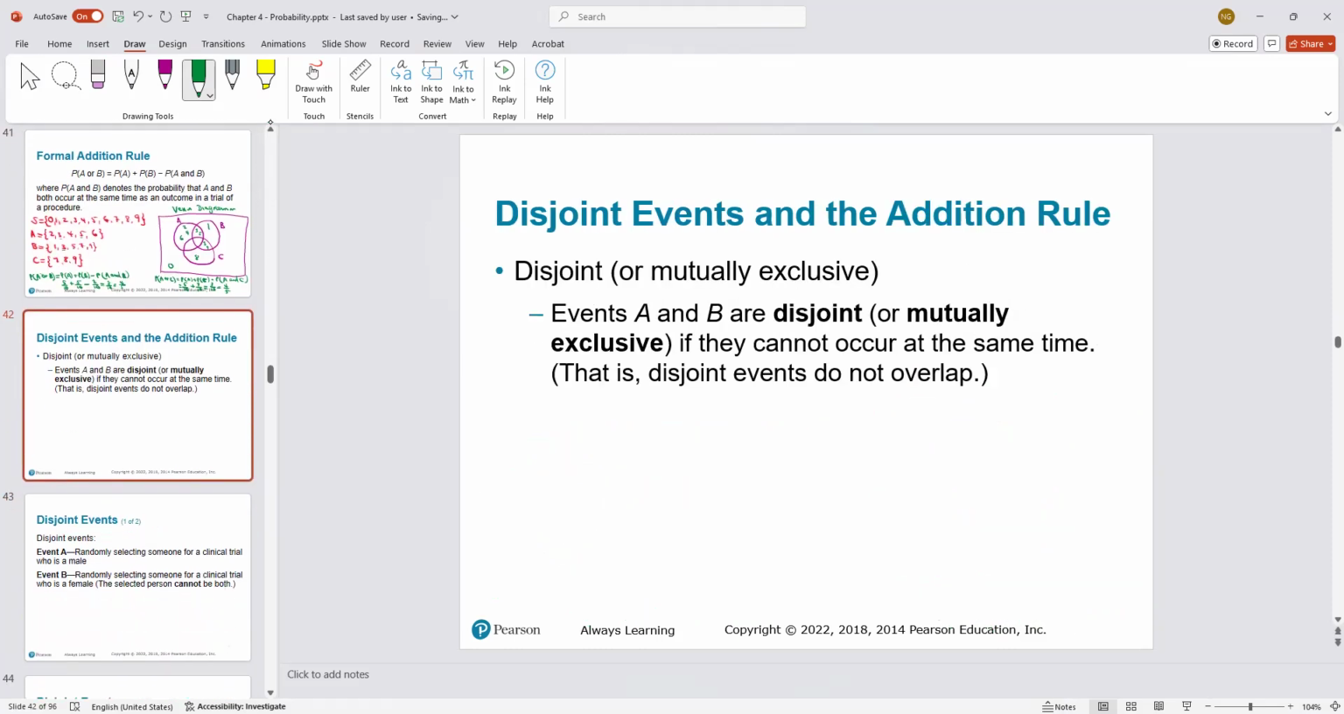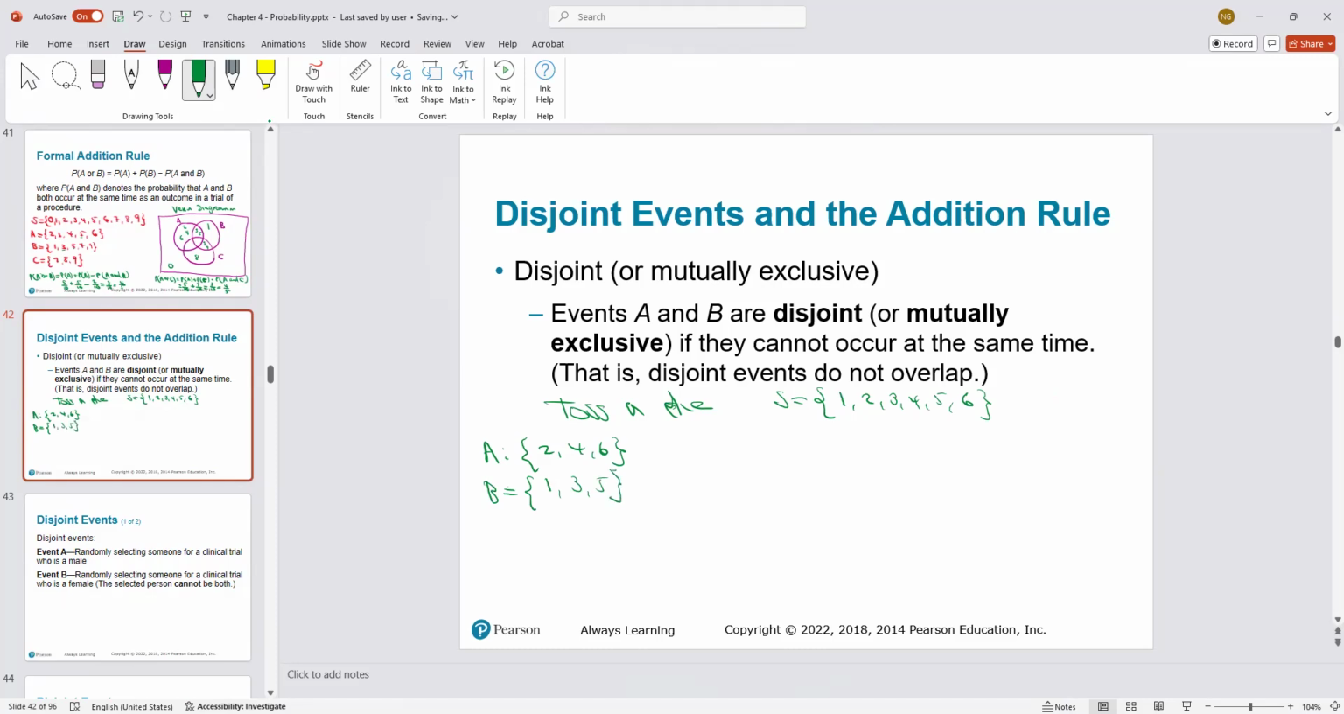We said disjoint. Now let's suppose we toss a die. If you toss a die, the sample space is 1, 2, 3, 4, 5, and 6. There are 6 possible outcomes. And if you have an event A, you toss an even number, 2, 4, and 6. Those are even numbers. And B, you toss an odd number, 1, 3, 5.